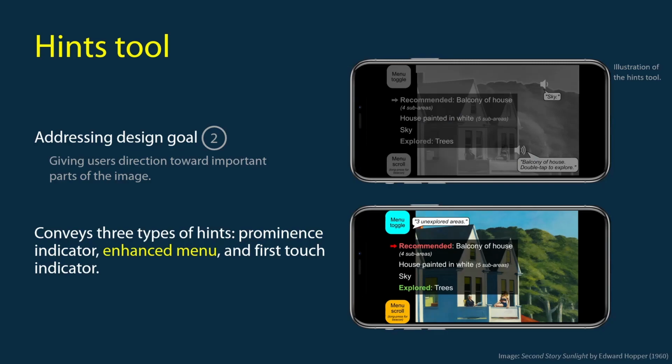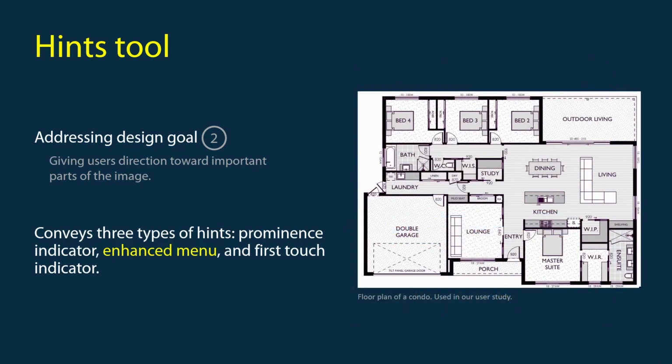In this particular painting, the balcony of the house is logically the most important part of the image, given the two people sitting on it. However, in, for example, a floor plan image, a user might be better off starting their surveying at the entrance to the area in question, which might not necessarily be the most visually salient area, and then branching out from there.